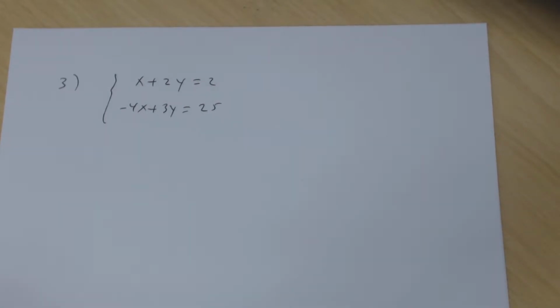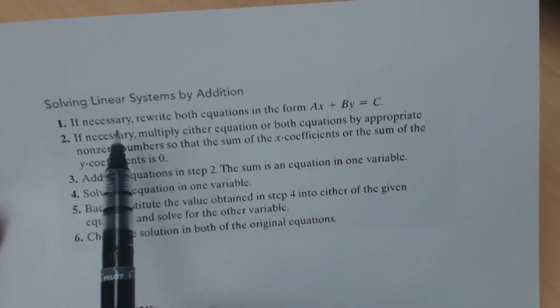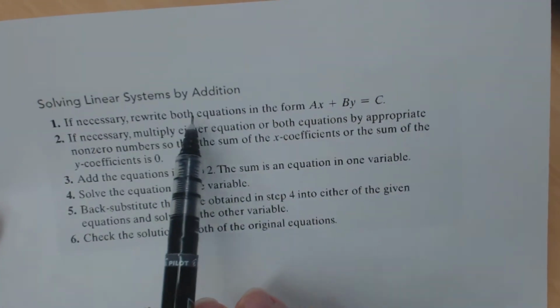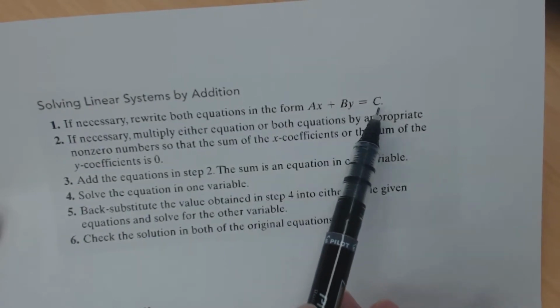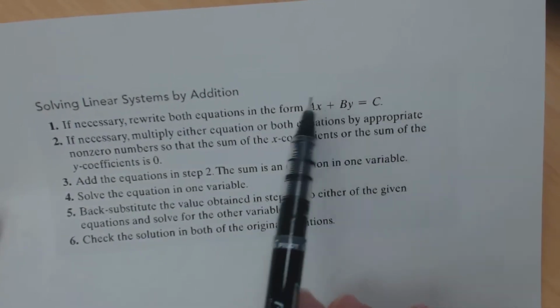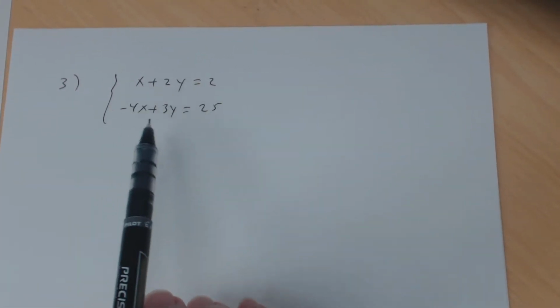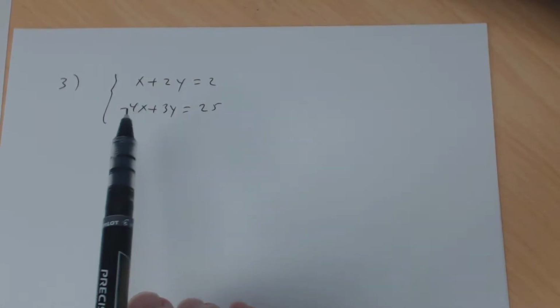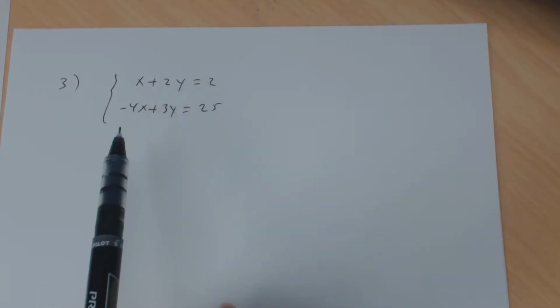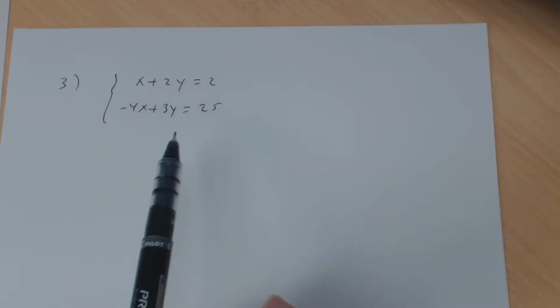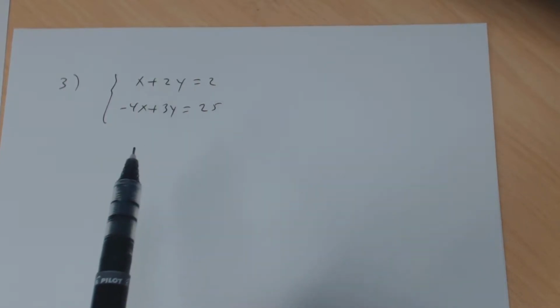All right, so let's look at the steps you're going to perform. Step 1: if necessary, rewrite both equations in the form ax plus by equals c. Remember, that's called standard form. If you look at your system, it is already in standard form: all the variables on one side, all the constants on the other. Also, make sure your variables are aligned, the x's under each other and the y's aligned as well. So it is already in standard form, and that was step 1.